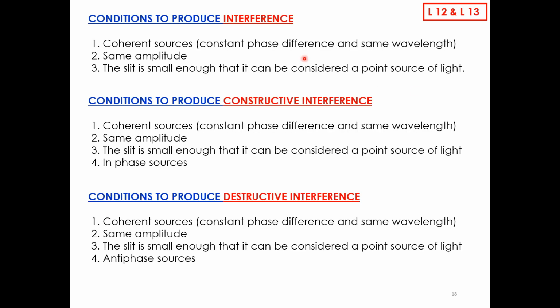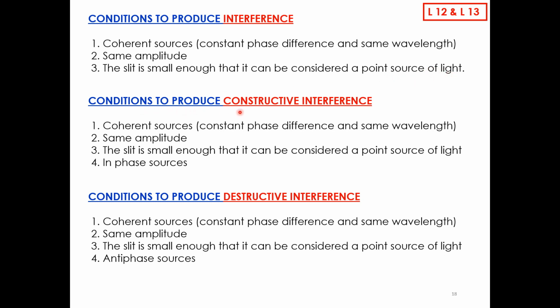Okay, next, this is the condition to produce interference. We have 3 conditions. The first one: to produce interference, we need a coherent source, which means constant phase difference and the same wavelength. Okay, same amplitude. The slit is small enough that it can be considered a point source of light.